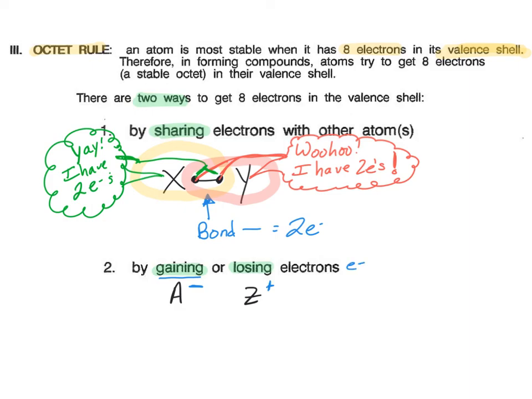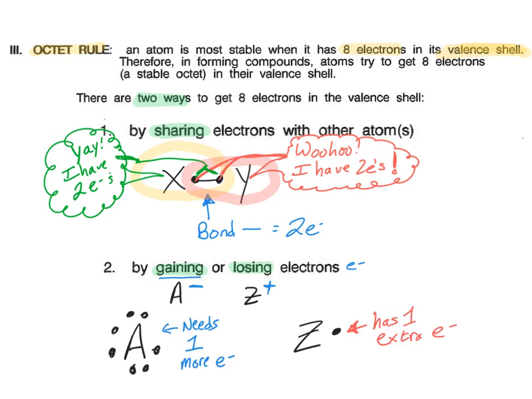How do you know if you're going to gain or lose electrons? Well, it depends upon how many electrons you have. If you only have 1 electron, it's easier to lose 1 electron than to add 7. So we're going to look at how many there are, and that'll be on our next section.